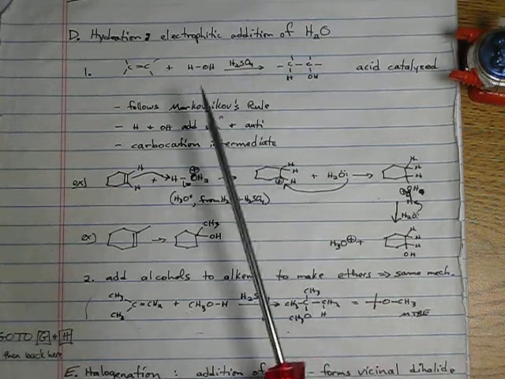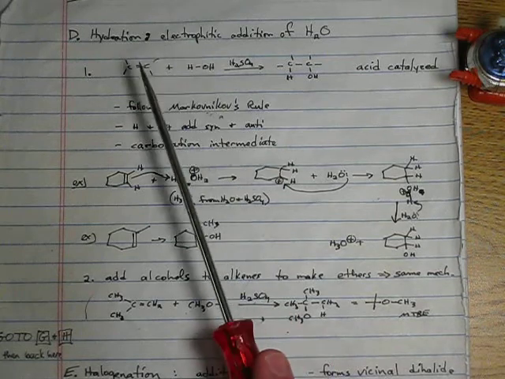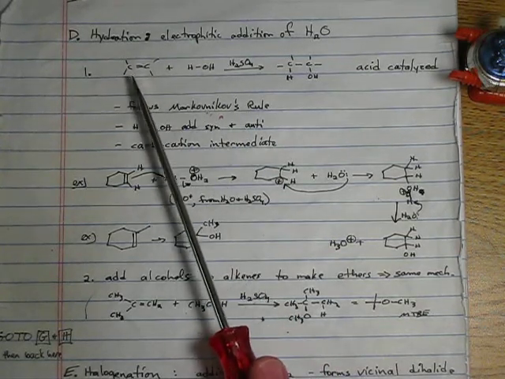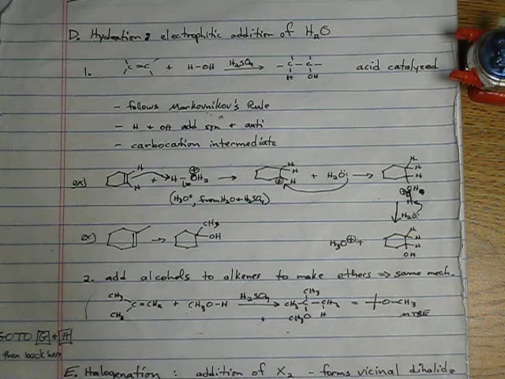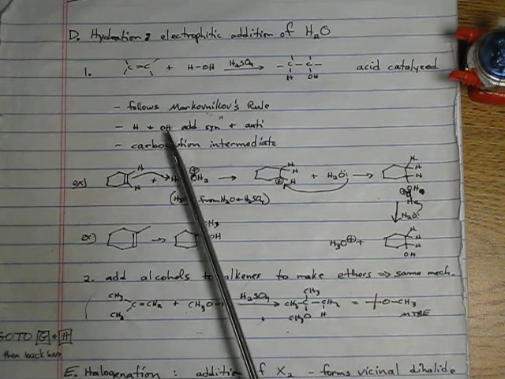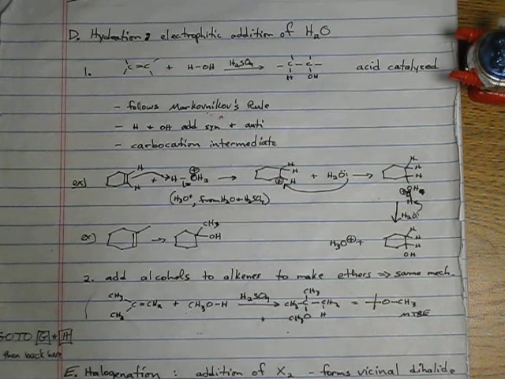All right, this follows Markovnikov's rule. The first thing that's going to happen is the alkene will attack the hydrogen of your catalyst, and the hydrogen will go on the carbon that has more hydrogens on it. That will generate a carbocation, so we will have syn and anti-addition, and rearrangements will be possible. So let's look at the mechanism of this reaction.